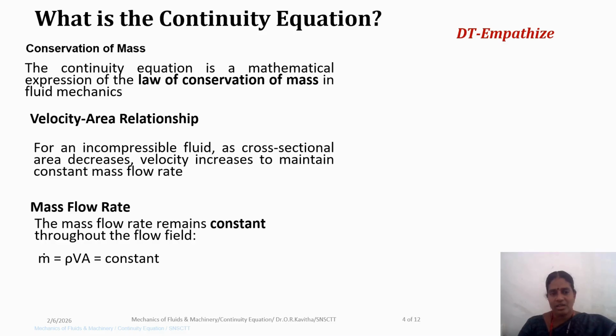Here, if I am taking this for an incompressible fluid, when the cross-sectional area increases, the velocity decreases to maintain the constant mass rate. So this is the relation between the velocity and area. What is the mass flow rate? The mass flow rate remains constant throughout the fluid flow, which means m equals constant, that is, rho times V times A is constant.